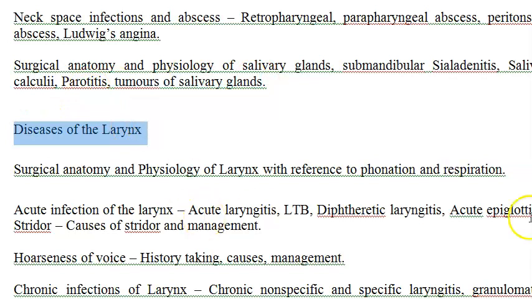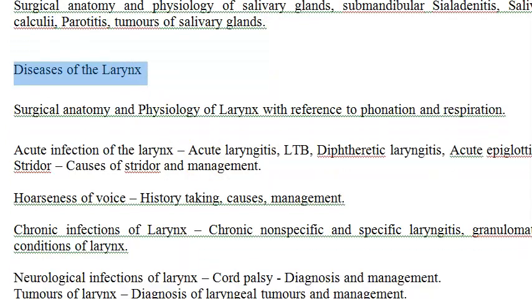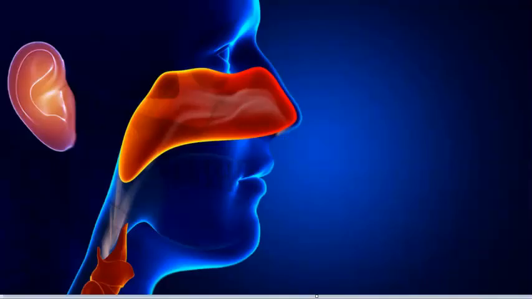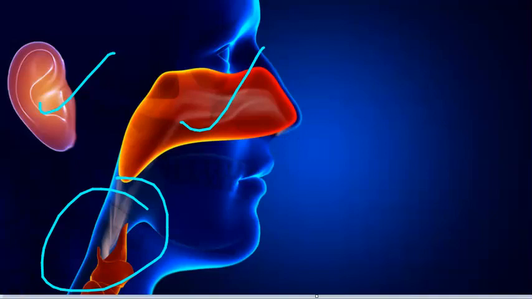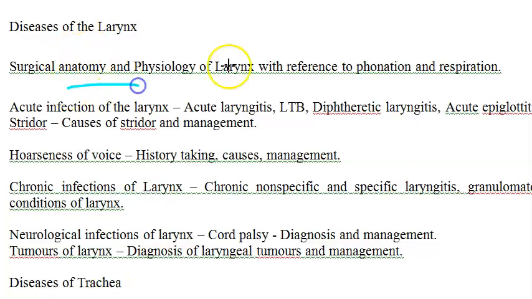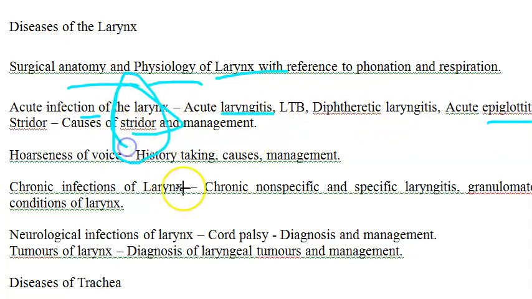Now we have reached the larynx, guys. So this is the third part of ENT, right? So we finished the ear, we finished the nose, now we are coming to the larynx. Okay, let's look at this. Again here very similar, anatomy, then physiology, then again some infection, laryngitis, right? Epiglottitis, stridor, this is important, stridor and management.